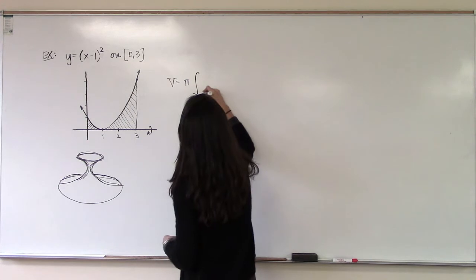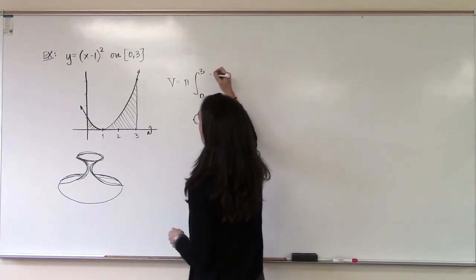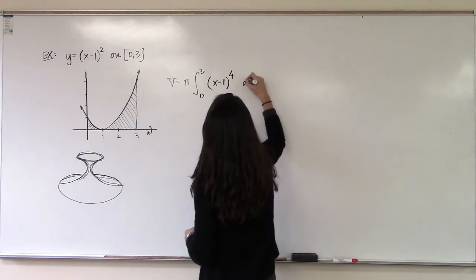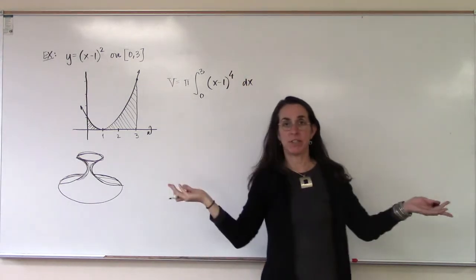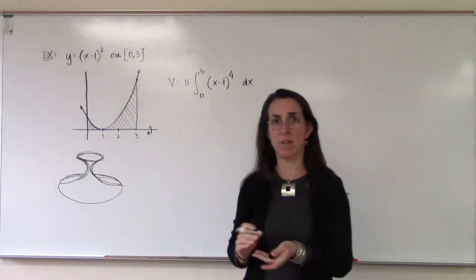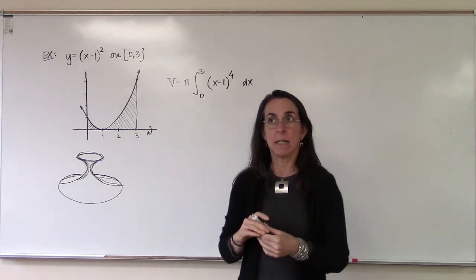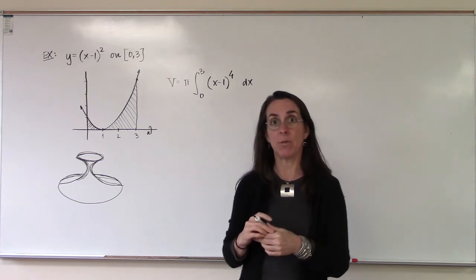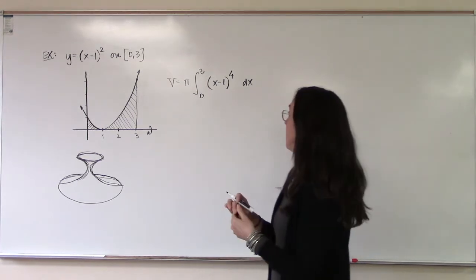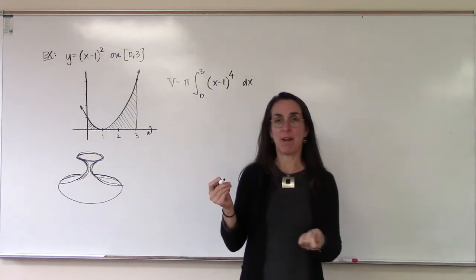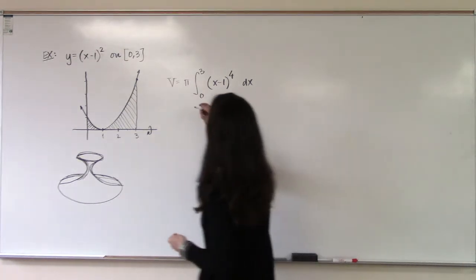Pi times the integral from 0 to 3, and we just need the square of the function, which is just going to look like this, right? So again, the emphasis here is on understanding the problem and coming up with the right integral. The computation, well, we still need the practice, so let's just do this one real quick.